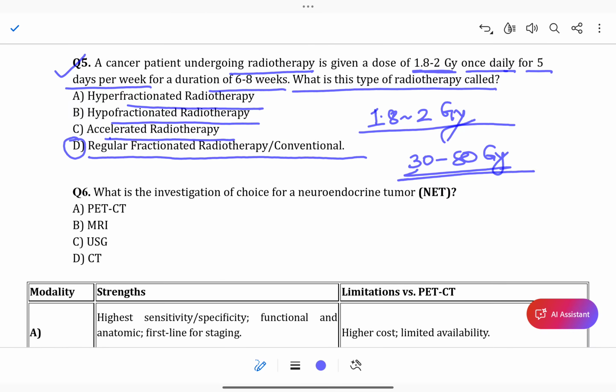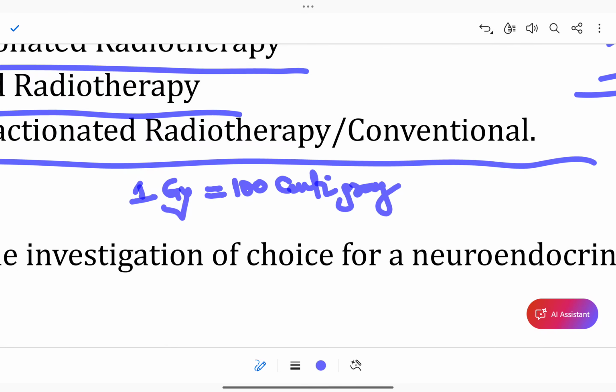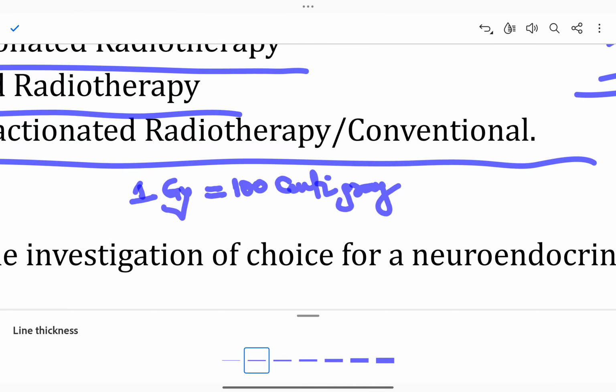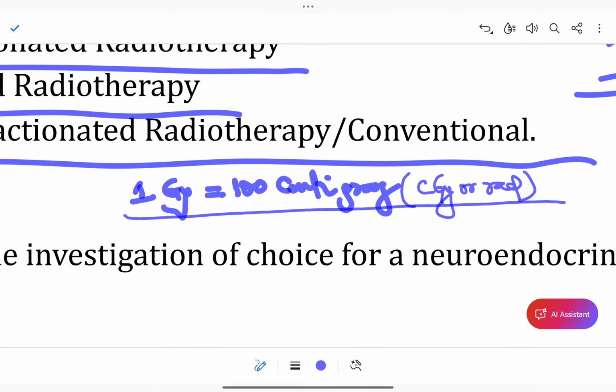1 gray is equal to 100 centigray, which is called cGy, or rad.